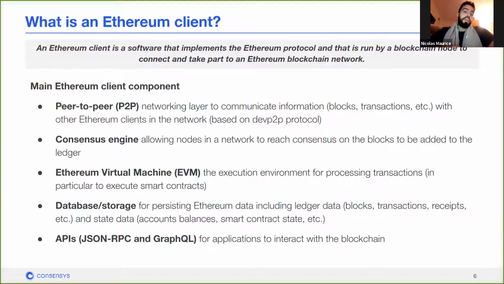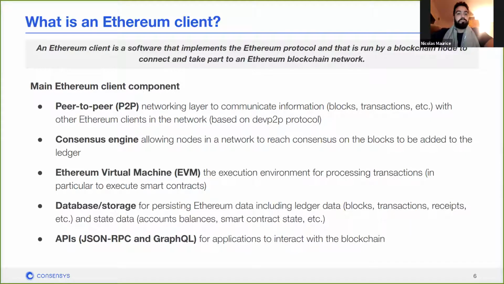Which leads me to the next component, which is the database and the storage that allows us to persist the data in a blockchain client. So this data includes the ledger data, so the blocks, the transactions, the receipts, and also all the state data. So in particular, the balances of the accounts, the smart contract state, etc. And so this state data is what is basically being modified by the transactions being executed by the EVM.